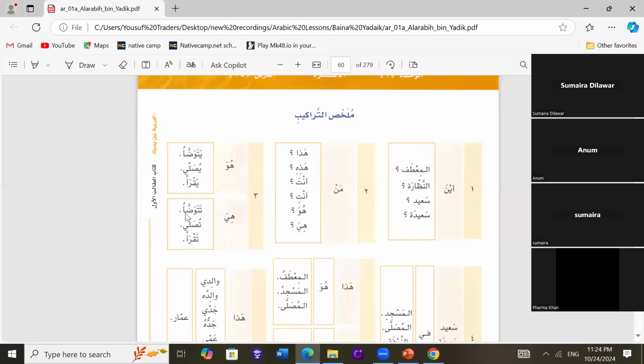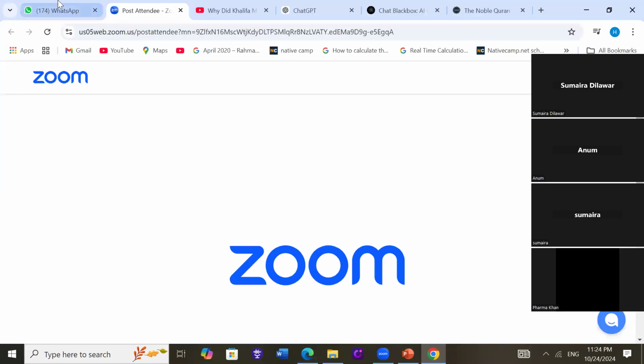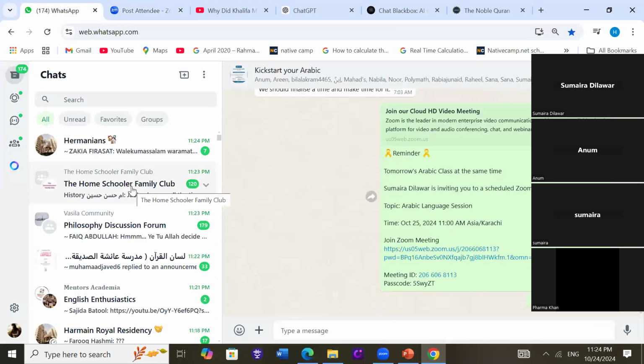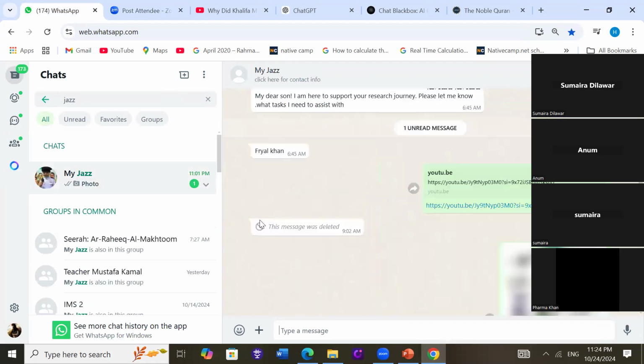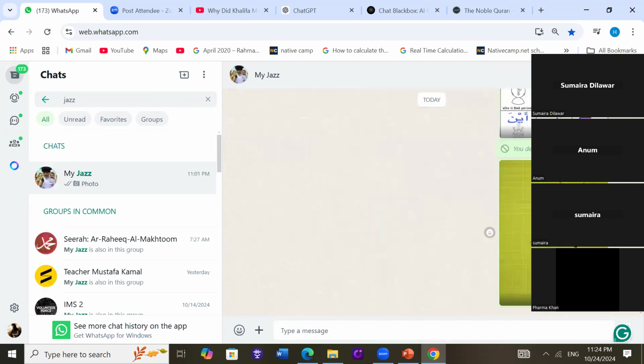Likewise, yatawadda'u and tatawadda'u. Here you can see, for he, we are using yatawadda'u. For she, we are using tatawadda'u. For that purpose, I have made a picture for you and I am going to share it in the group after the class. Let me show you so you can easily understand how you can make the sentences. Wait a minute.